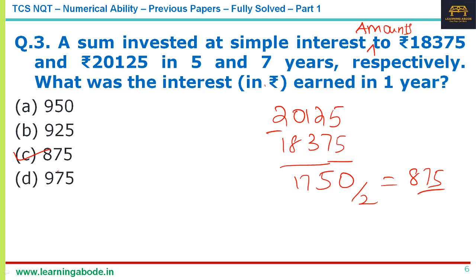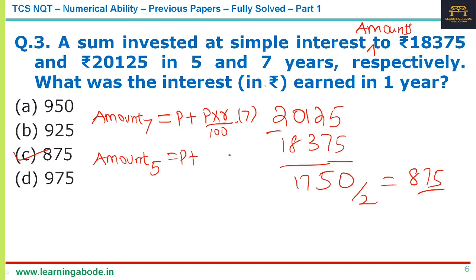Now you should do this straight away. If you're asking for an explanation why I'm doing this, what is given is amount. Now amount at the end of 7 years is equal to principal plus principal into R by 100, which is common, and that's for 7 years. And if you look at the amount for 5 years, that is principal plus principal into R by 100 for 5 years.